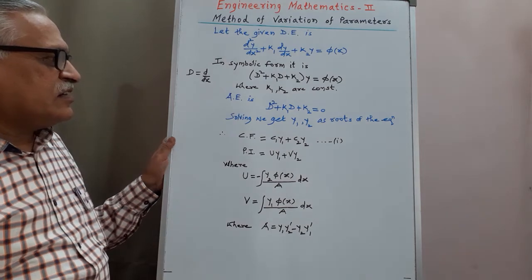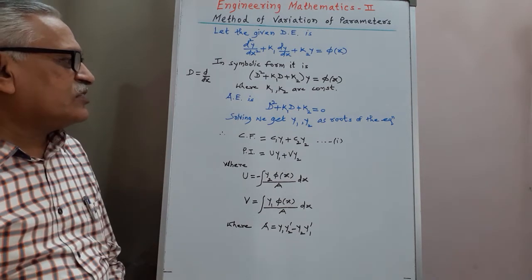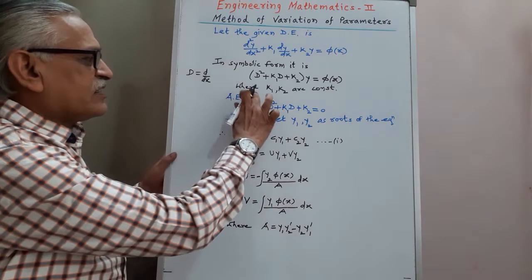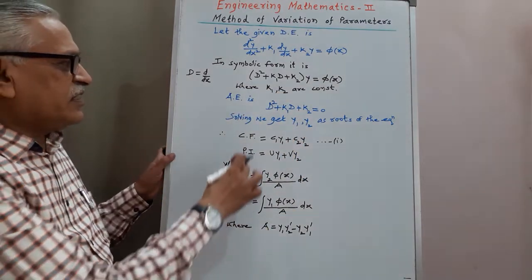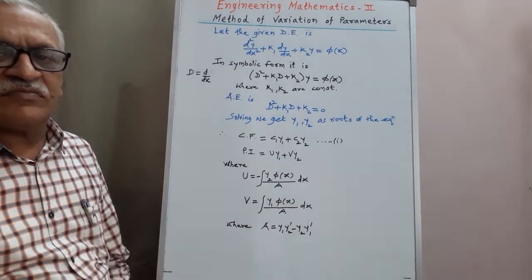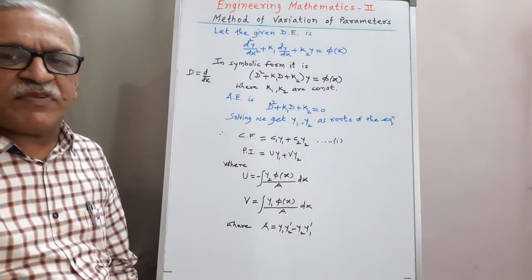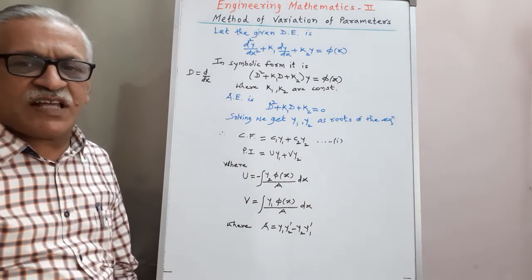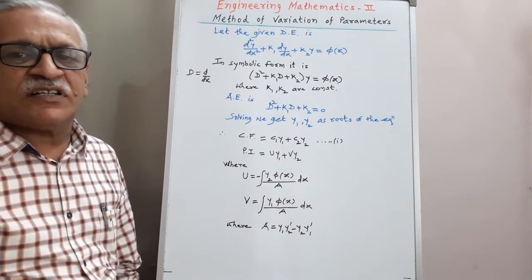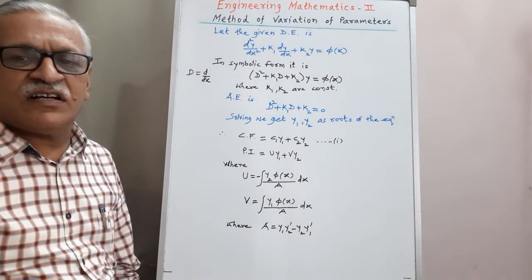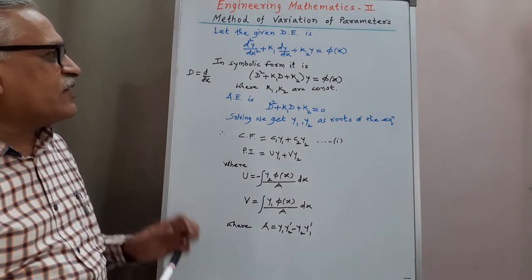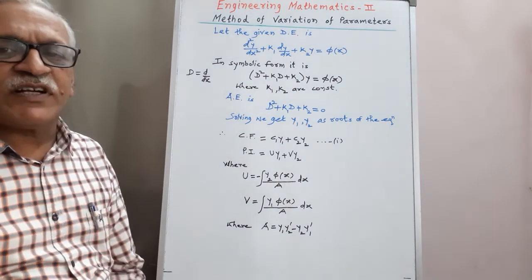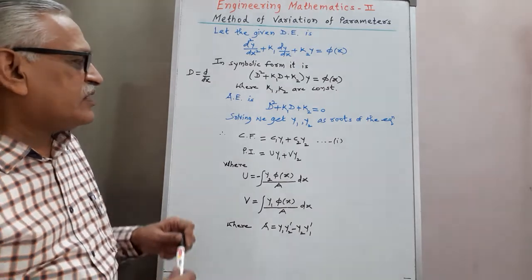Then, if k1 and k2 are constant terms, we have to obtain its solution by the method of variation of parameter. This method of variation of parameter is applicable if the shortcut methods are not useful or applicable. Then we can find its solution by the method of variation of parameter.